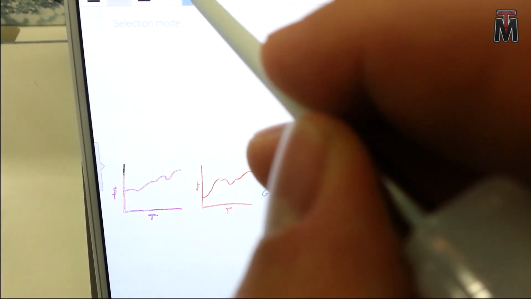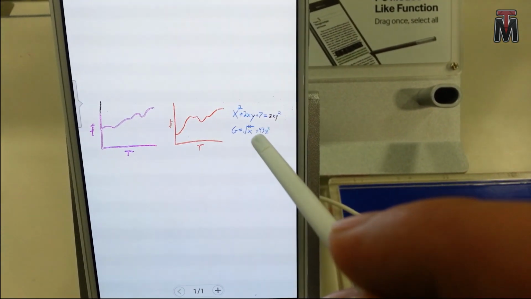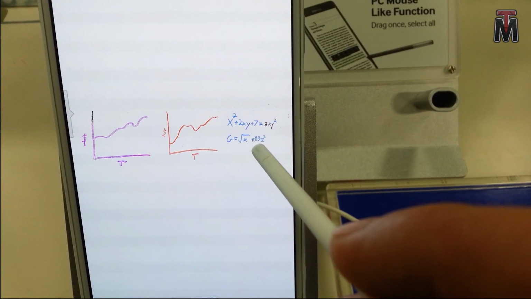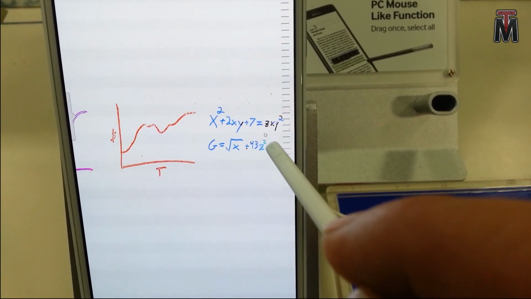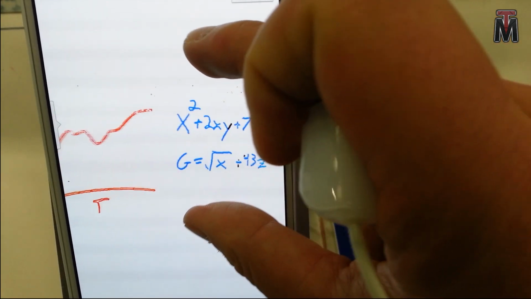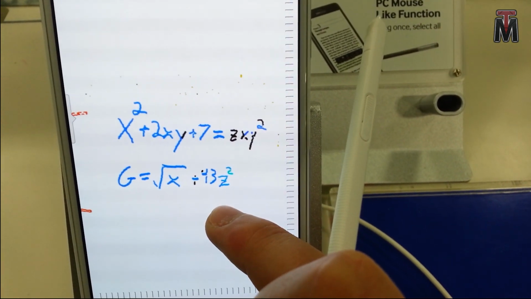I can also move the equations by going into selection mode. If a section is too small for me to accurately select, then I can double tap the screen to enter zoom mode, then pinch in and out to zoom further in or out. I can also drag around the image with a single finger.